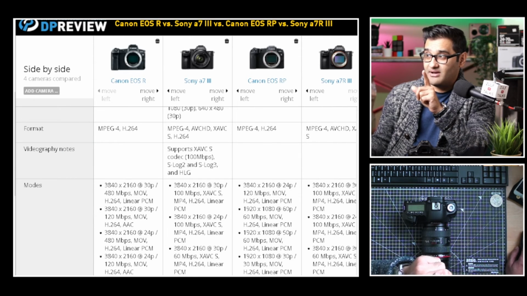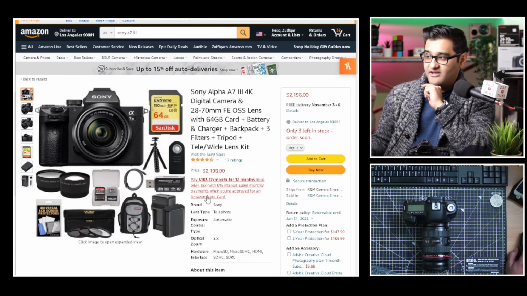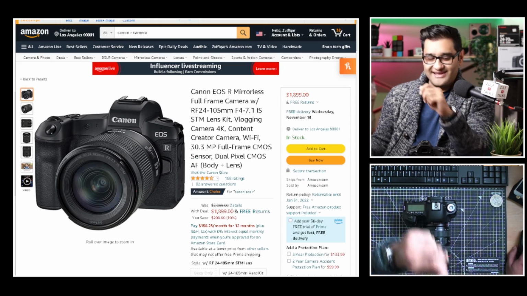However, remember, there is a difference in price. Is it worth paying the extra $1,400 for the A7? Well, that's something you're going to have to decide. You have to look through the Sony specs and see what you like about Sony and the Canon. But this is some extra information to help you along your journey.